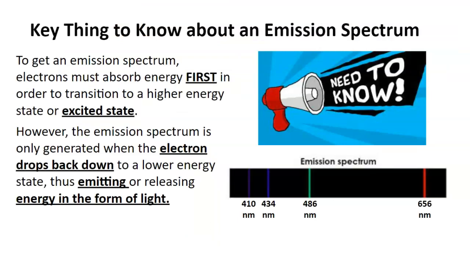Key things to know about emission spectrum. To get an emission spectrum, the electron must first absorb energy in order to transition to a higher energy state, because remember, they're dropping down. However, the emission spectrum is only generated when the electron drops back down, not when it goes up, but when it drops back down, thus emitting or releasing energy in the form of light.